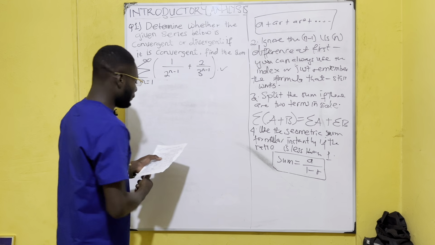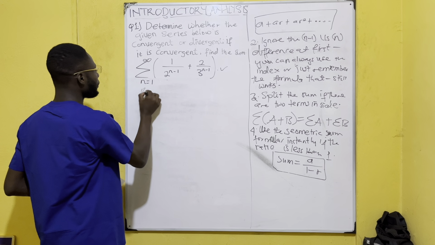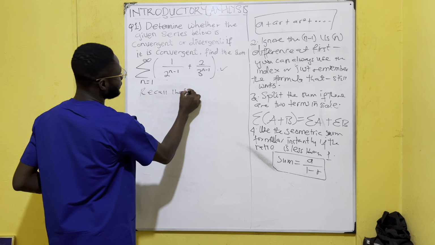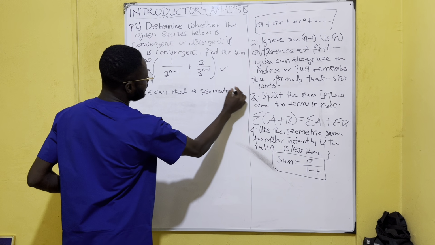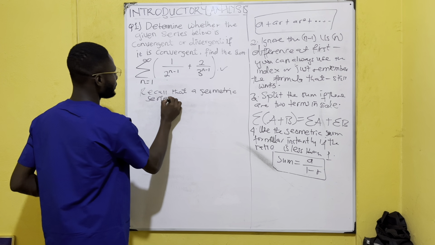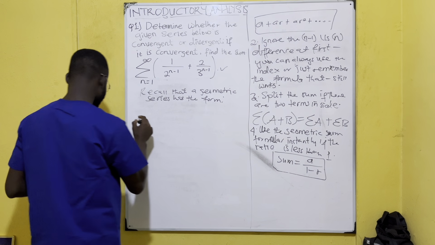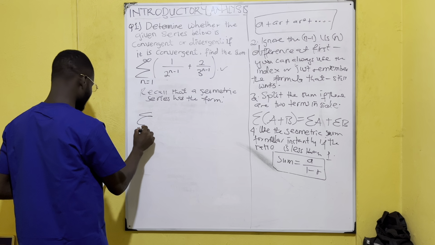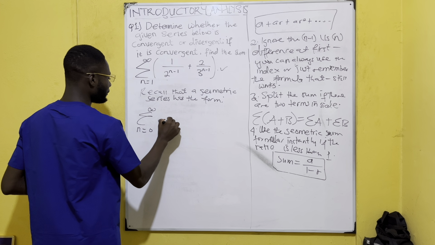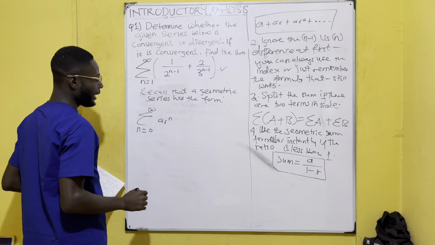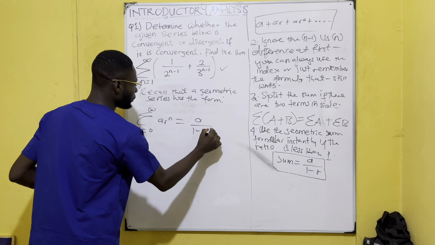Recall that a geometric series has the form summation from n equals 0 to infinity of ar to the power n equals a over 1 minus r.